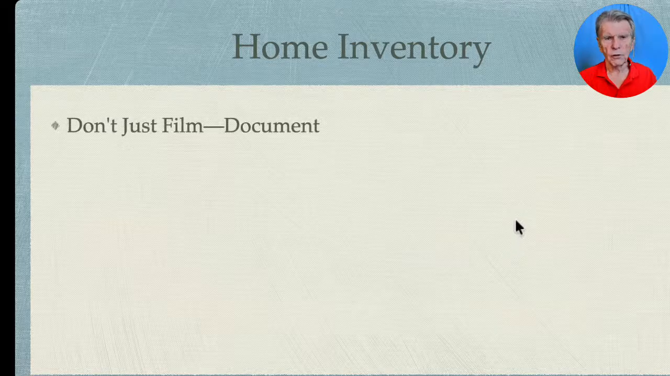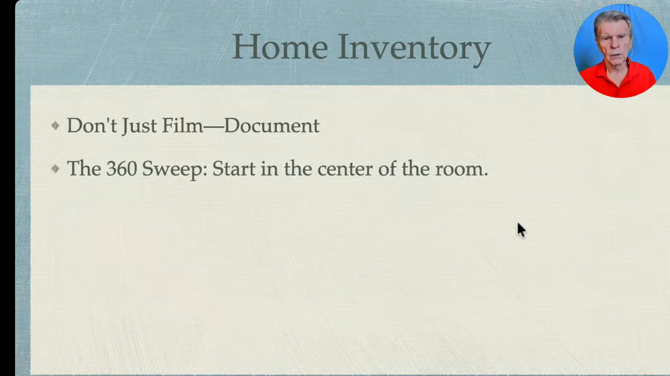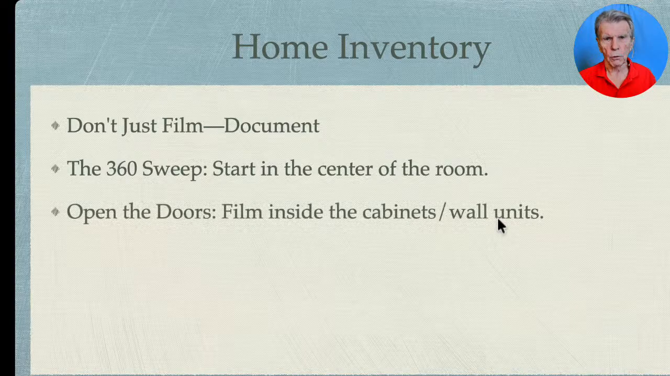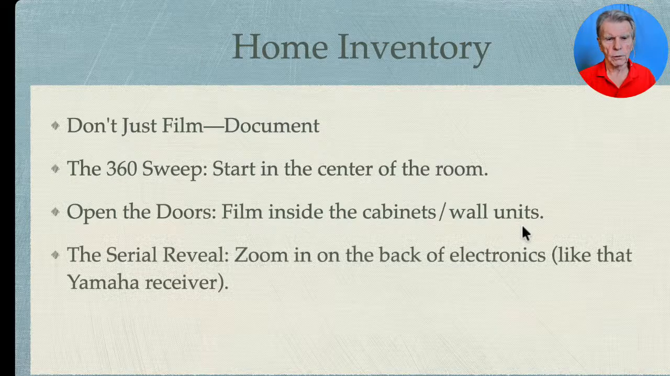So you don't just film, of course, you document as you go. You want to stand in the center of the room and do a 360-degree sweep. And of course, like I did, get close-ups of things, which will give the AI more information to give a better description. You want to, of course, open all the doors of cabinets and wall units. And you want to zoom in on the back of electronics. You can also use your iPhone to just snap a picture of the serial number on the back, maybe without having to remove it.